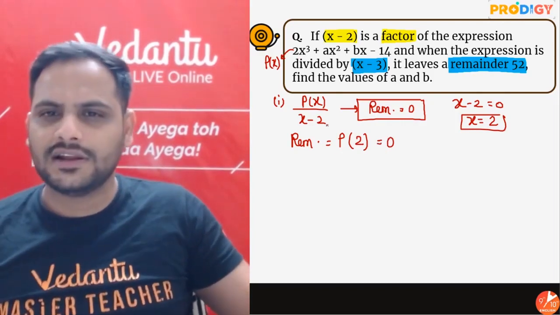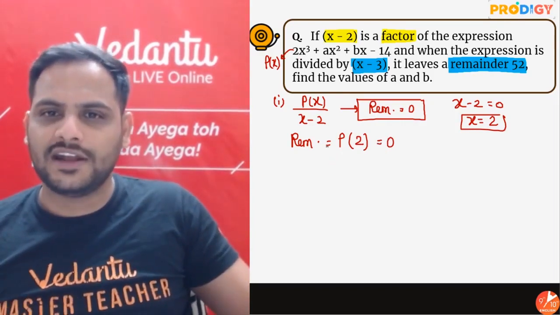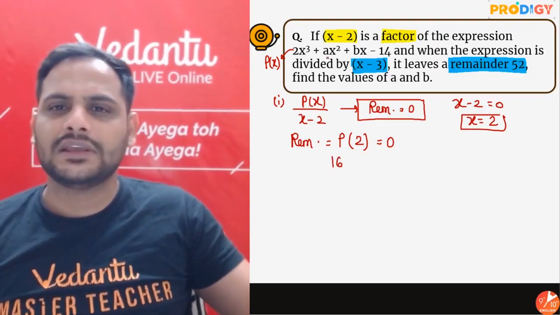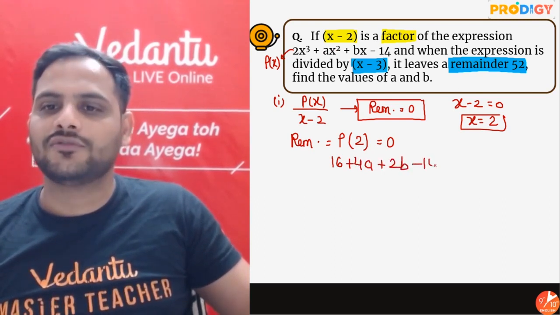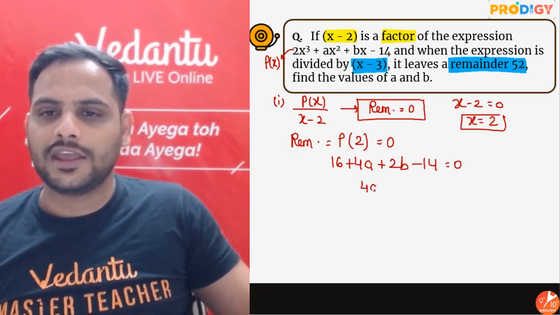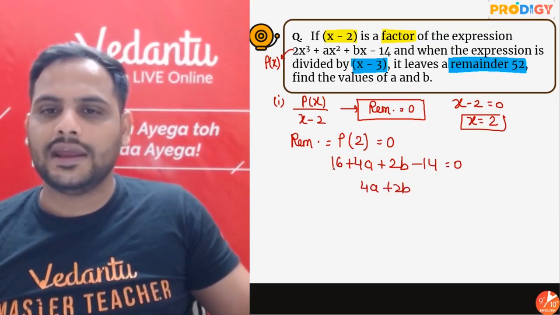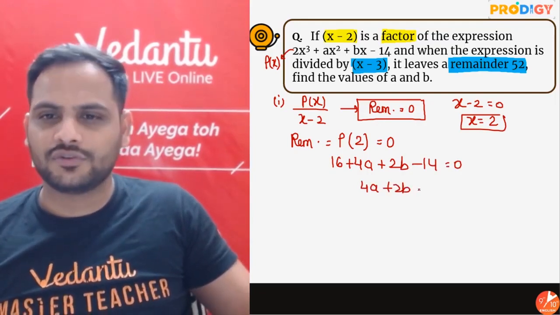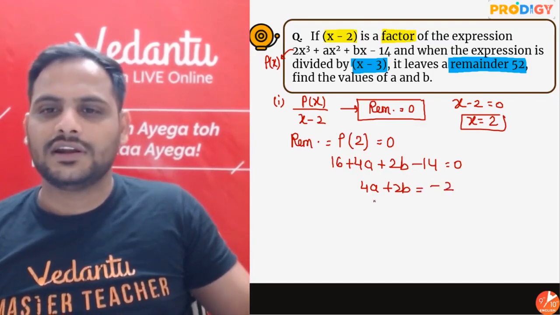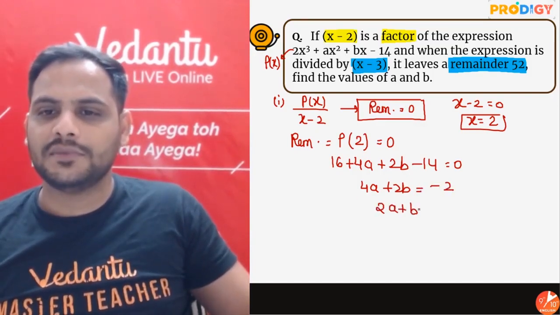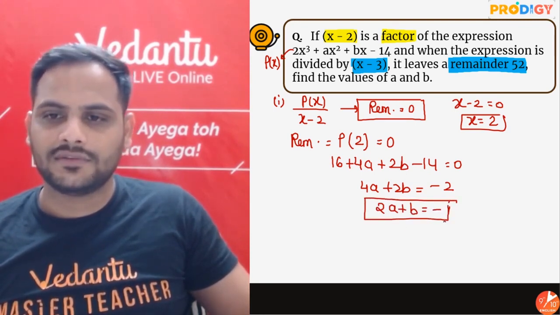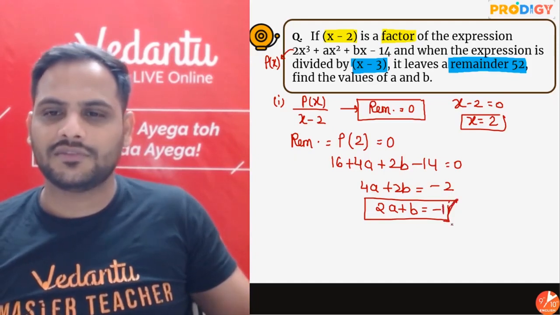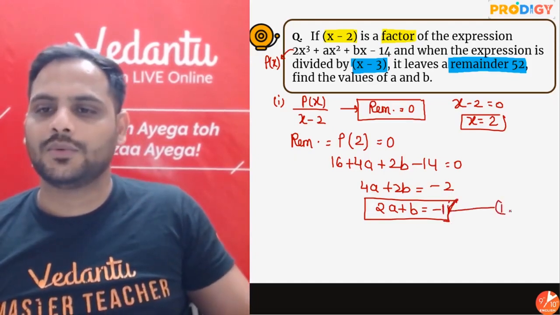So put 2 over here. So 2 into 2 cube: 2 cube is 8, 2 eights are 16. I'm writing directly. Plus 2 square is 4 into a is plus 4a. Plus 2 into b is plus 2b. And minus 14 equal to 0. So 4a plus 2b, and shift this: 16 minus 14 is plus 2. Shift it over there, minus 2. Take 2 common. You'll get 2a plus b is equal to minus 1. This is my equation 1.